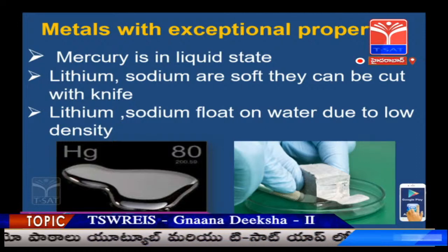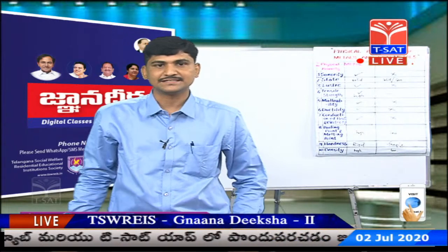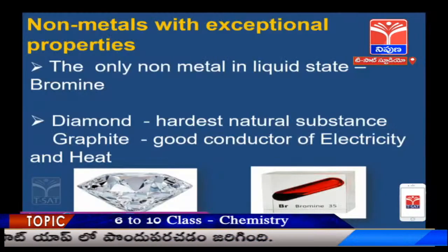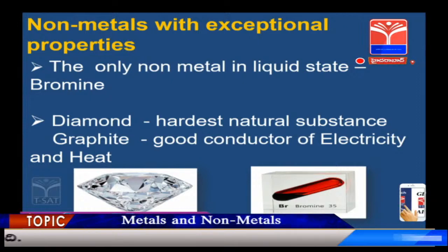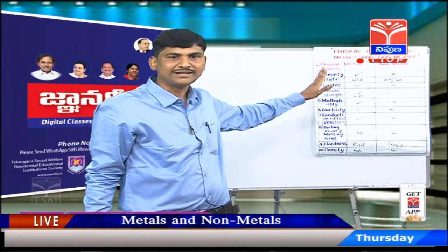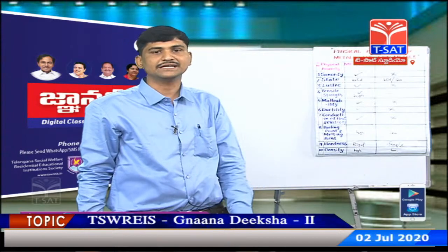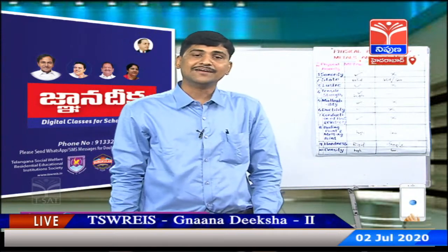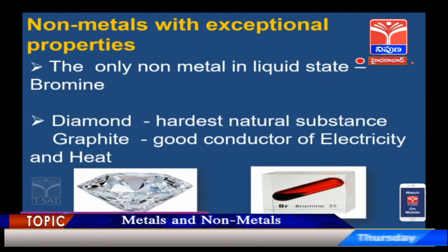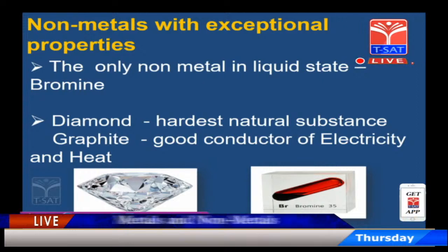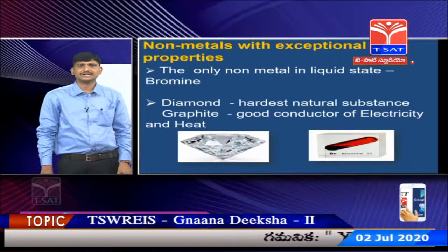Let us see now the exceptional properties of non-metals. Okay, children, what we said, the physical state of non-metals is either solid or gas, but there is an exceptional case. There is one non-metal which exists in liquid state at room temperature, that is bromine. And what we said, these are fragile in nature, but diamond, which is an allotrope of carbon, is the hardest natural substance ever known.